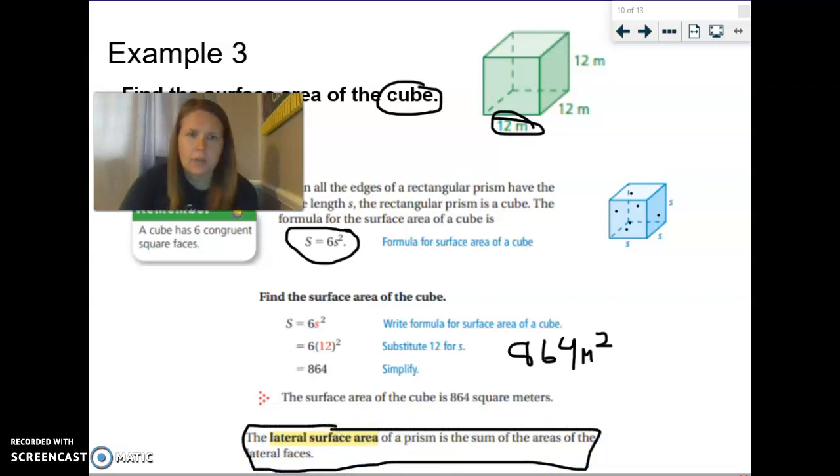I only want kind of this side. So in the case of this prism, I don't want the bases. I only want this side, this side, this side, and this side. Those are my lateral. That's going to be my lateral surface area, is adding those together.